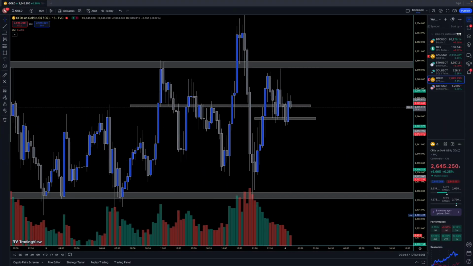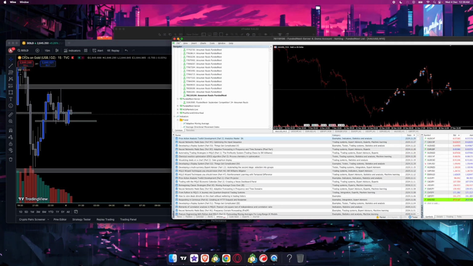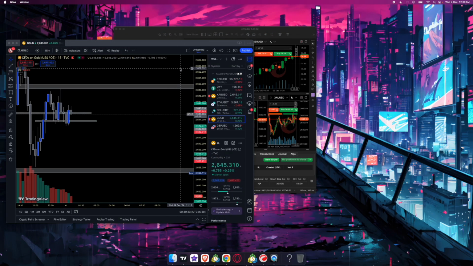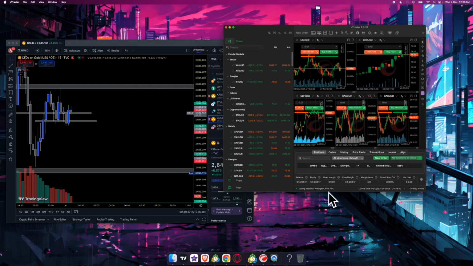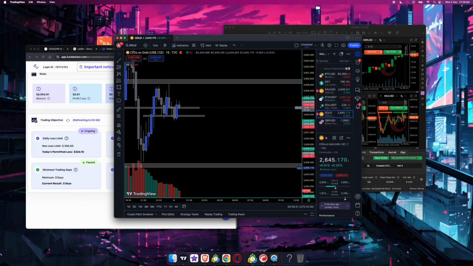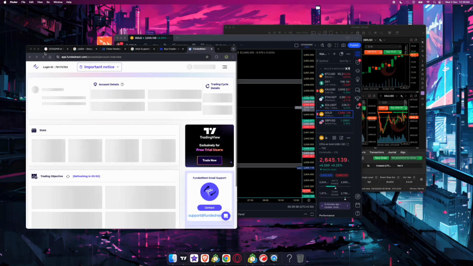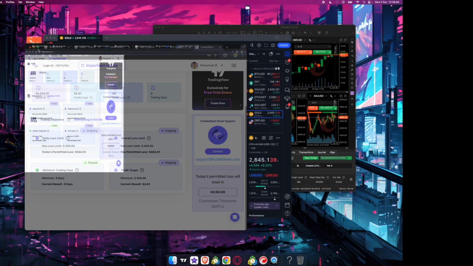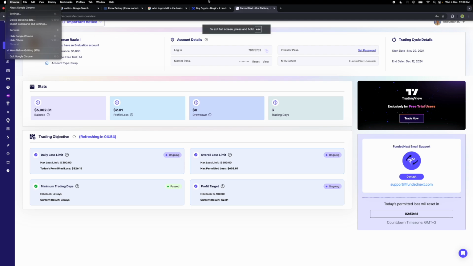I can show you the funded next account. I usually take my trades using my prop firm. As you can see here, Wellington and New York sessions are going on. So I can show you my trade history and the analytics. I will tell you the entry and exit point of the trade.